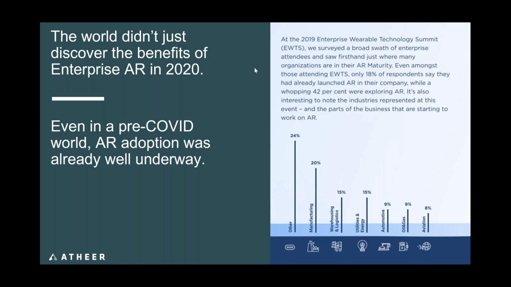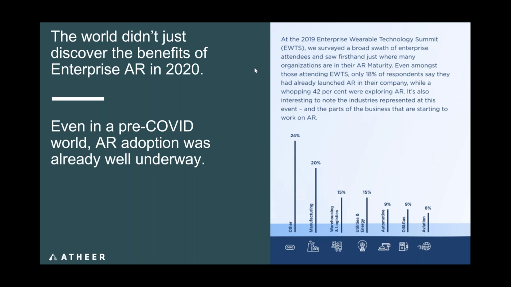But we know from having worked in this industry for a number of years that enterprises were already working on ways to leverage the power of enterprise AR in their organizations. So back last year at the Enterprise Wearable Technology Summit, EWTS, we did survey a number of organizations and found that there was already keen interest in industries like manufacturing, warehouse and logistics, utilities and energy, automotive, oil and gas, aviation.